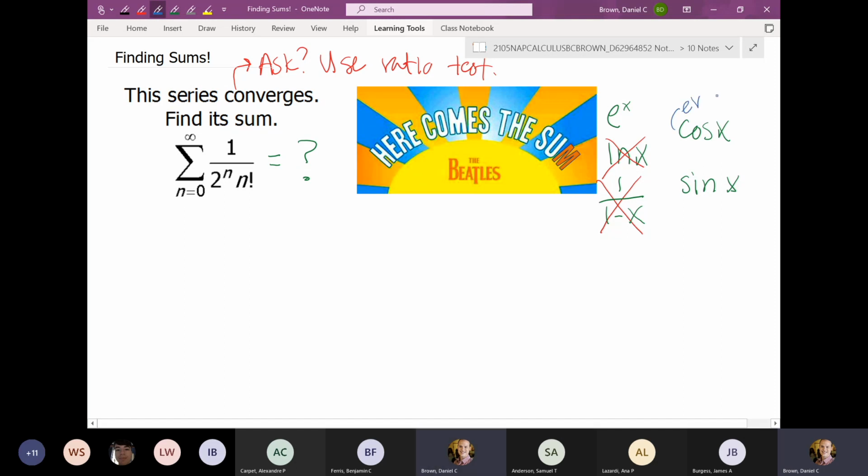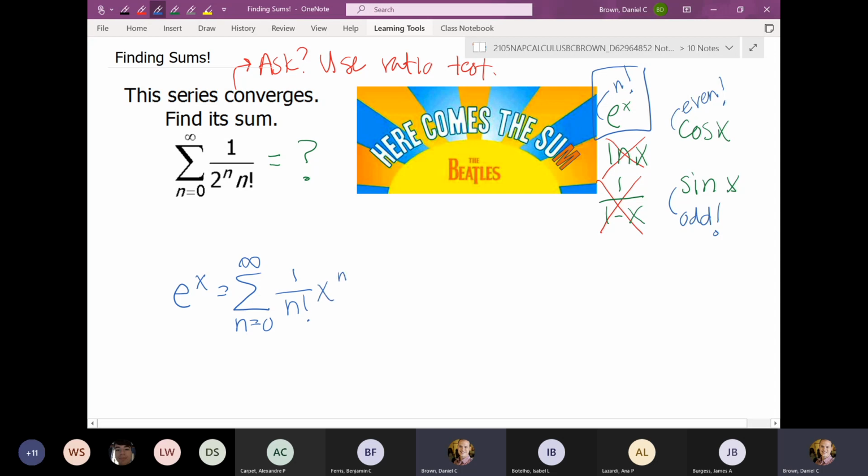The cosine is the even factorials. The sine is the odd factorials. E to the x is the one that has all of them. So which function am I using? I'm going to use the series given by e to the x. So again, what have we memorized? We know that e to the x is equal to the series where n goes from 0 to infinity, and it's 1 over n factorial x to the n.